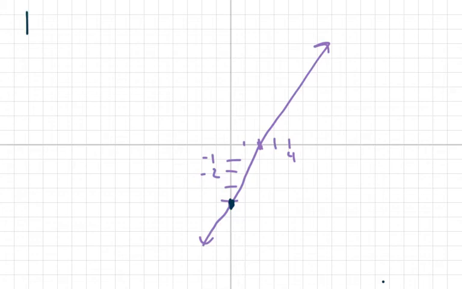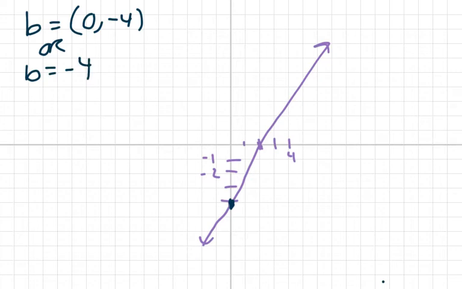So in this case, we can see that the y-intercept is the point (0, -4), or you could simply write b equals -4. And we can get the slope from the graph itself. And at this point, we've done this several times.